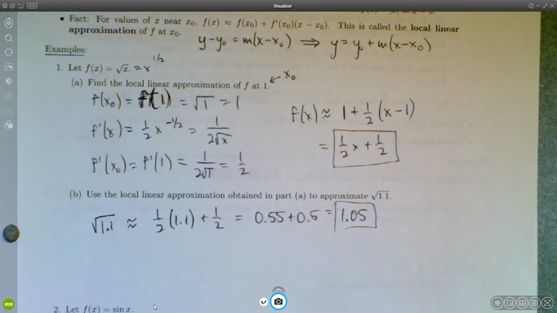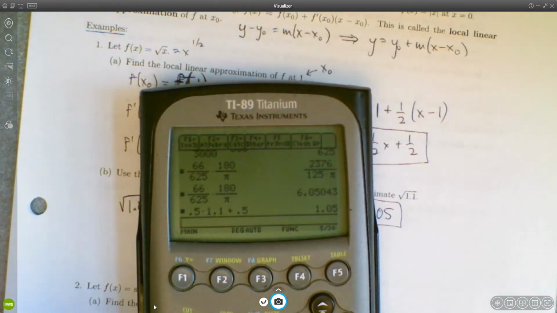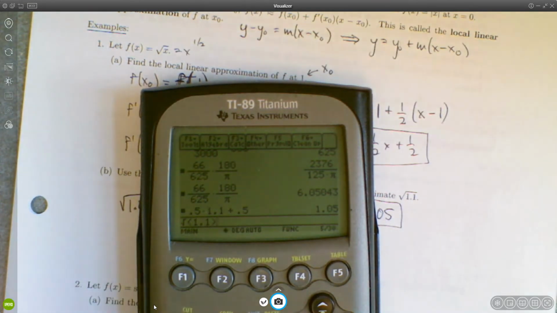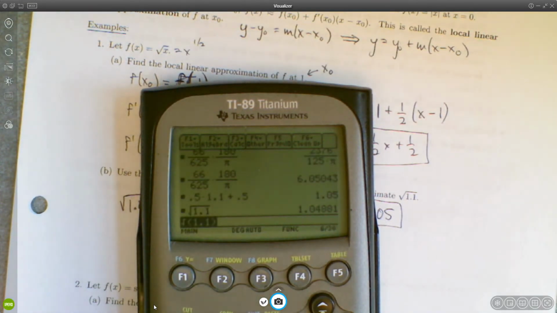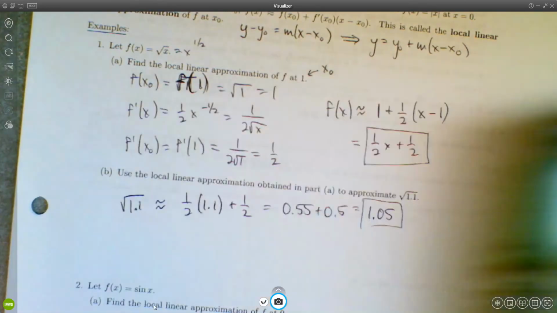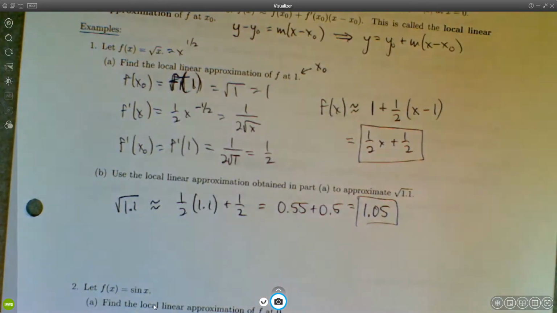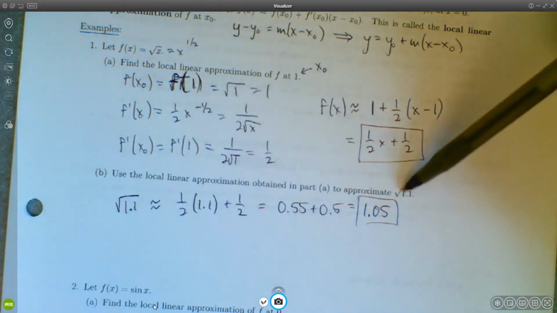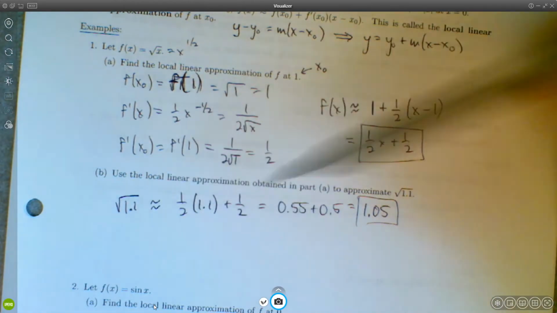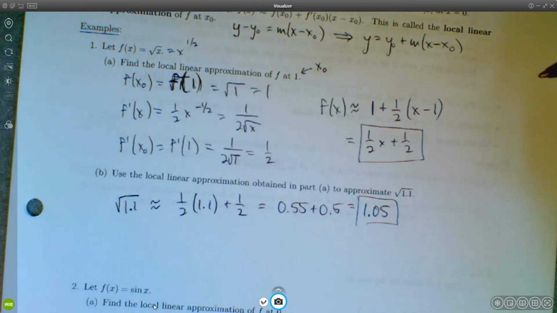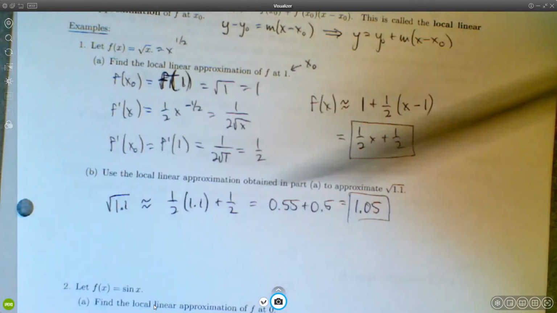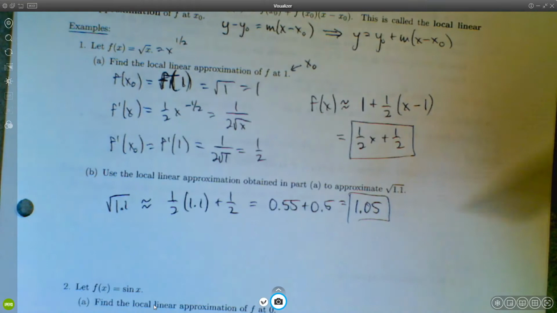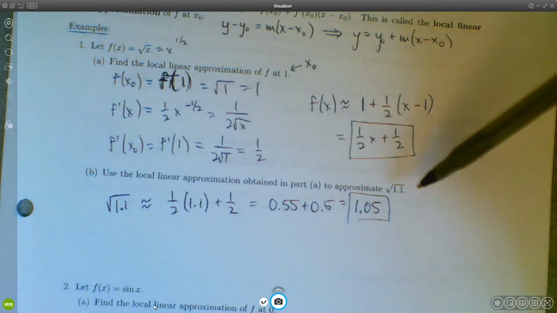Yeah, that's right. But I wonder now, if we do square root of 1.1, how close is our approximation? Pretty close, right? To the nearest hundredth, we're right on the money. So that's not a bad approximation. And of course, the closer that we are to 1, the better this approximation is. So if we were to do square root of 1.01, for example, our approximation would be really close to the actual value.